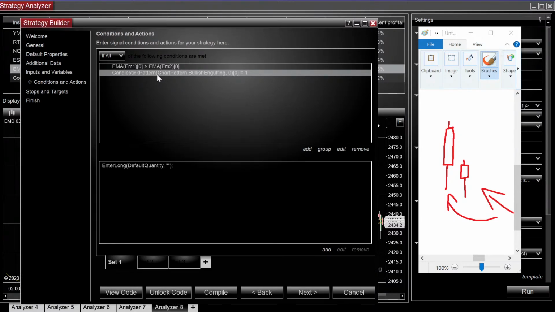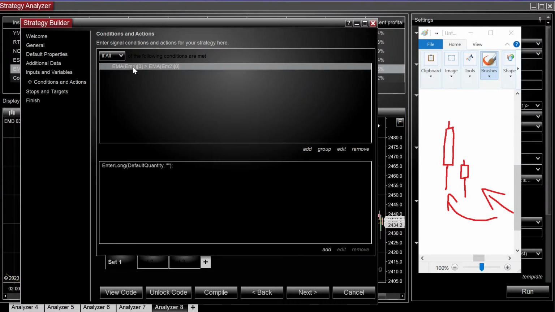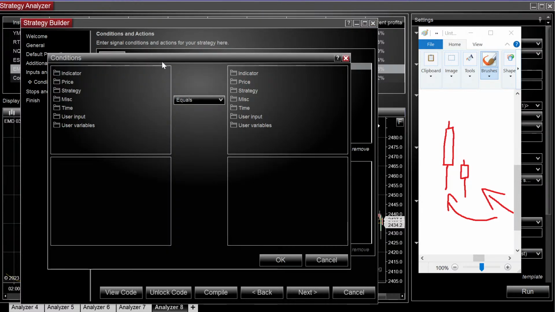So we can remove this one because that was the built-in pattern indicator. We just have 50, or EMA 1 is greater than EMA 2. So let's add a new condition.